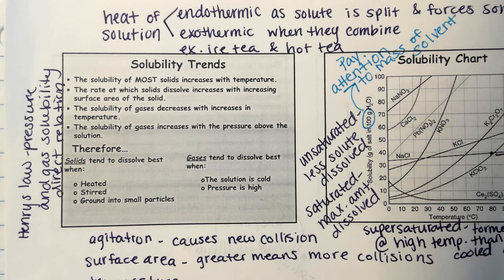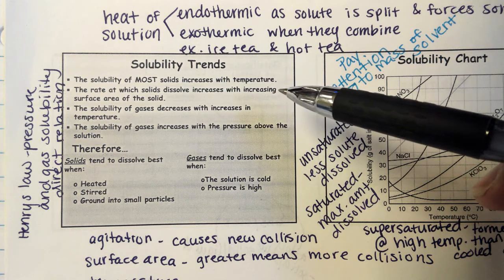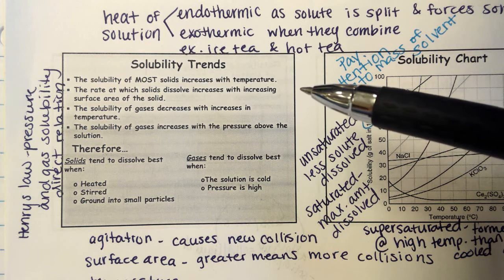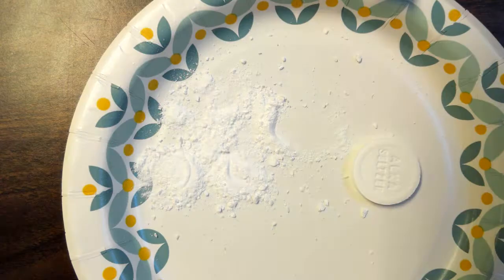The second trend we need to know is the rate at which solids dissolve increases with increasing surface area. So it's like me taking Tylenol or some type of aspirin. With an aspirin pill, it's going to take so long for it to work. But if I use BC powder that is spread apart or has a greater surface area, it's going to dissolve quicker. So let me show you a visual of this.